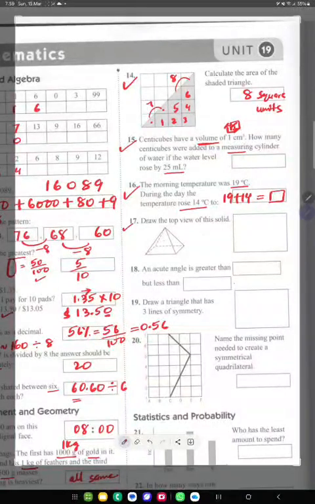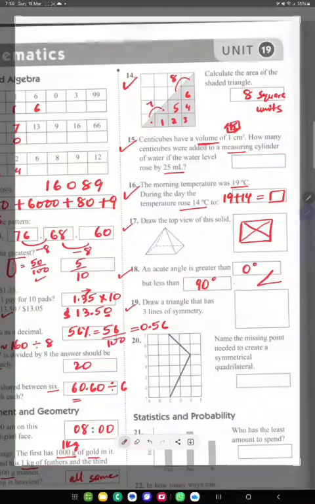Question 17. Draw the top view of the solid. If you look at this pyramid from the top, you will see a flat shape like this. Okay. Question 18. An acute angle is greater than 0 degrees and less than 90 degrees. Acute angle. Okay. Question 19.